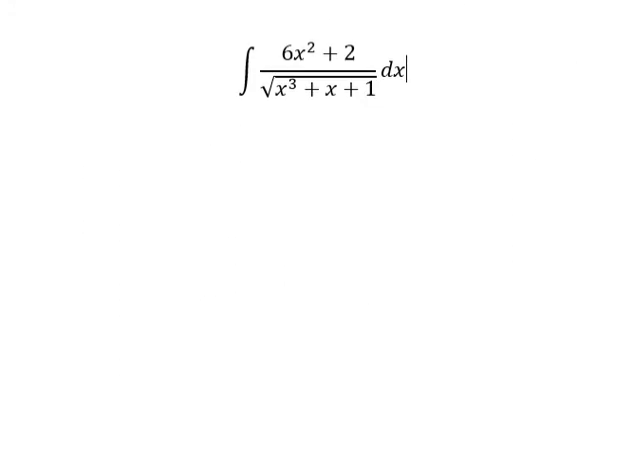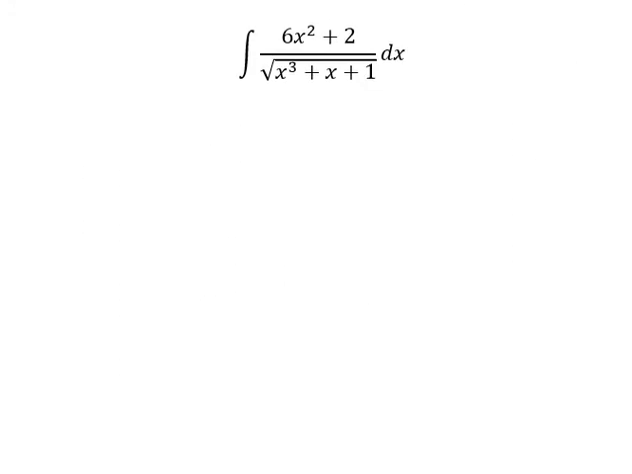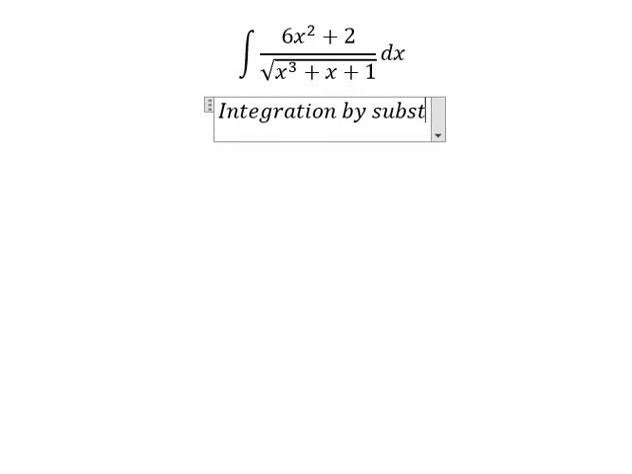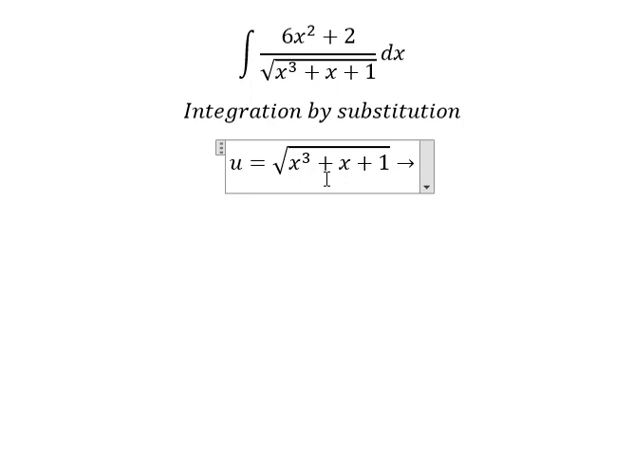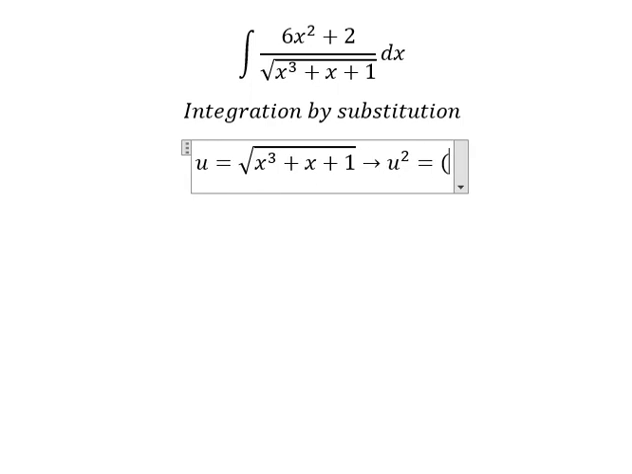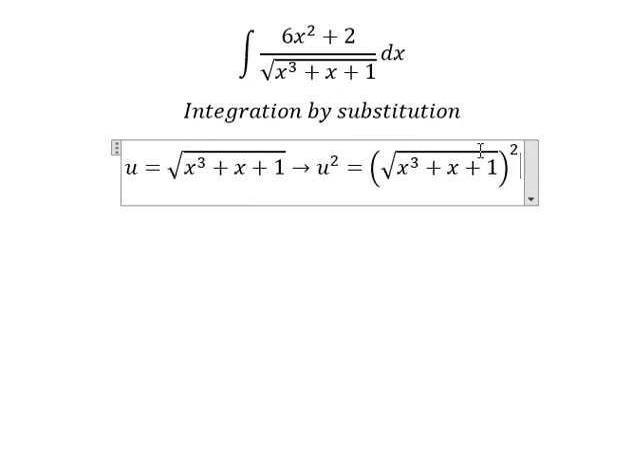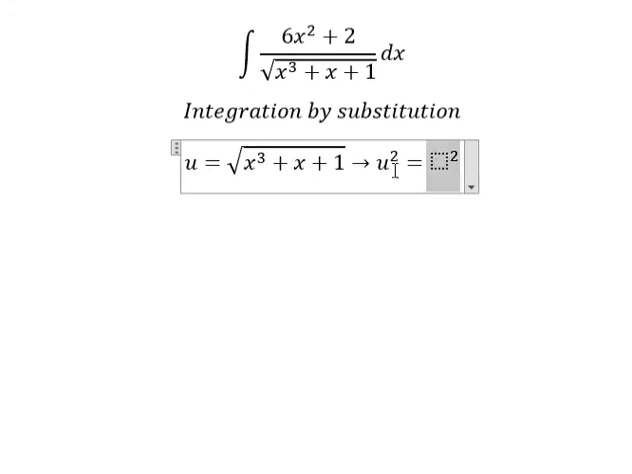Now let's go to the next one. We need to use integration by substitution. So I will put u equals to the square root of x to the power of 3 plus x plus 1. Later, we put the power 2 for both sides. So we need to cancel the square root.